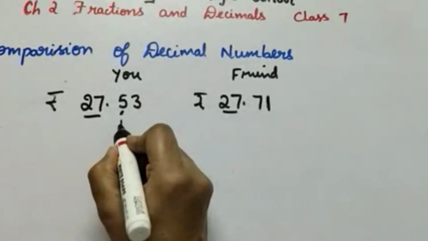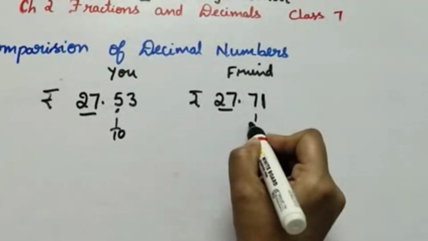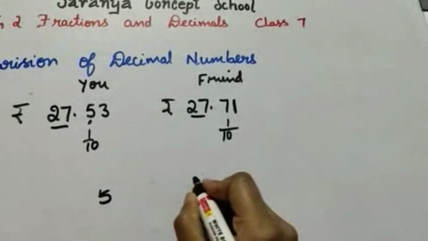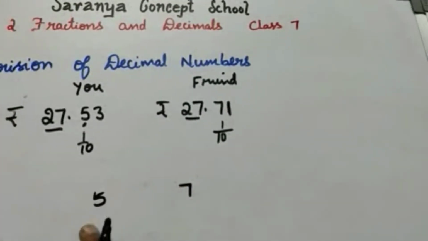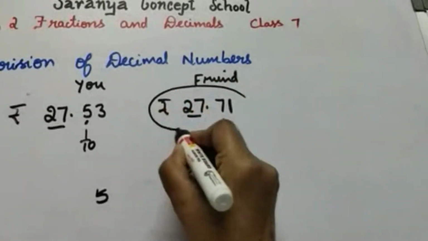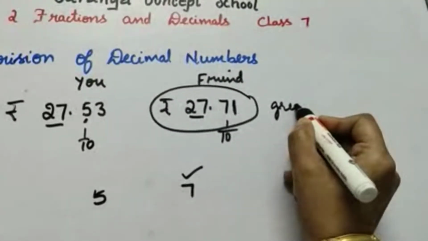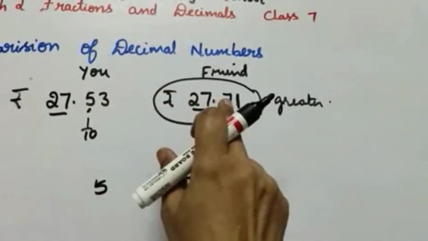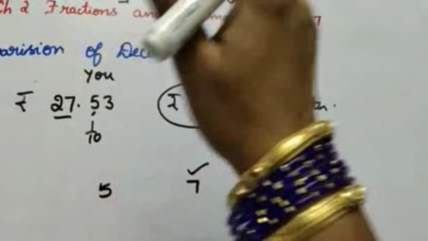So in the 10th place, what do you have here? Here we have 5, here we have 7. Now which is greater? 7 is greater. So 27.71 is the greater number.